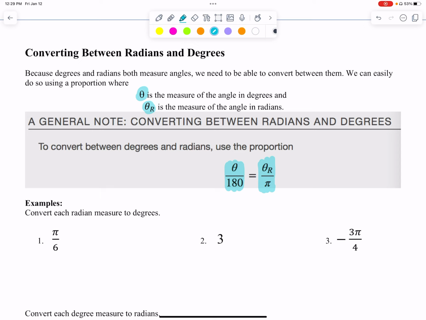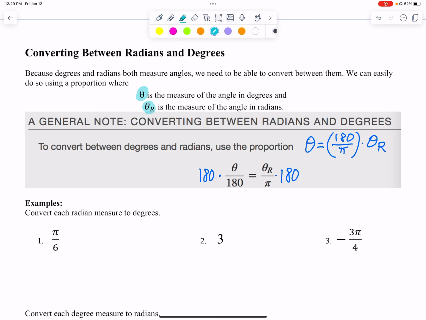Now, we could set this up and multiply, and I hope you remember how to do proportions. Let me remind you, we do the cross multiplication thing. But let me show you a different way. If I take the equation here and I multiply both sides by 180, I get this formula. Theta is equal to 180 over pi times theta sub r. So this is my formula right here.